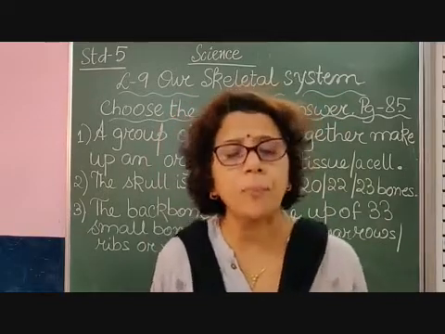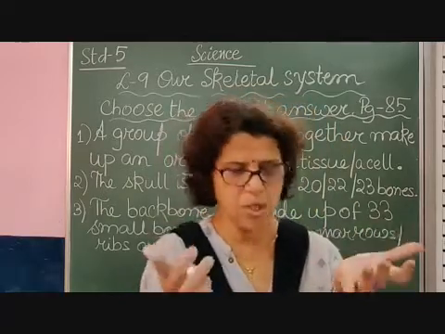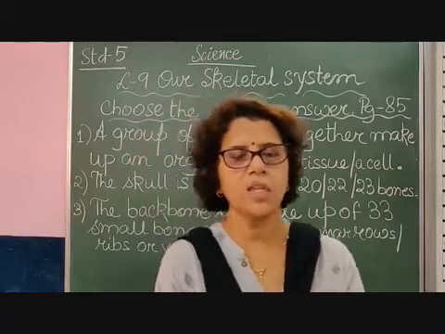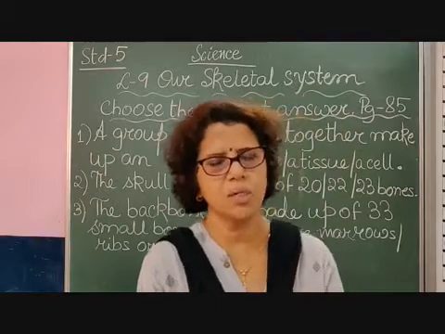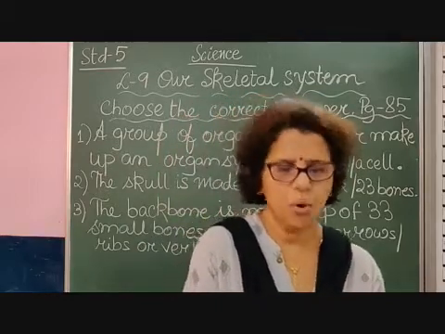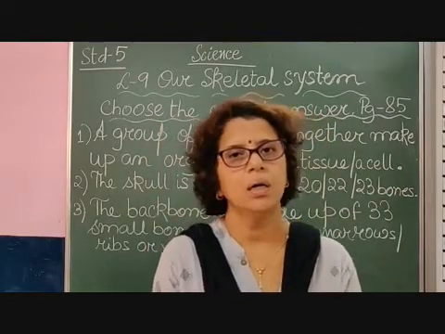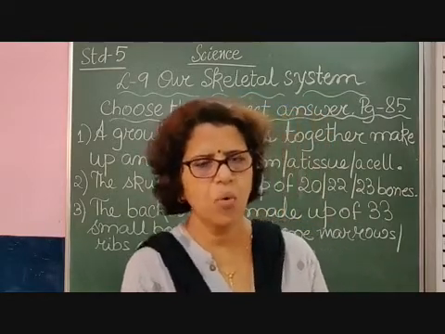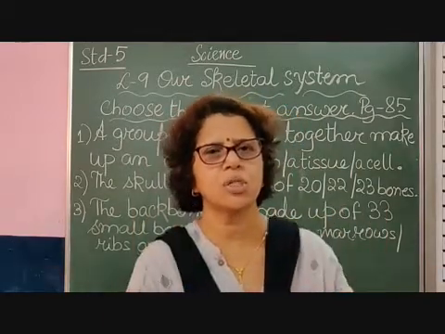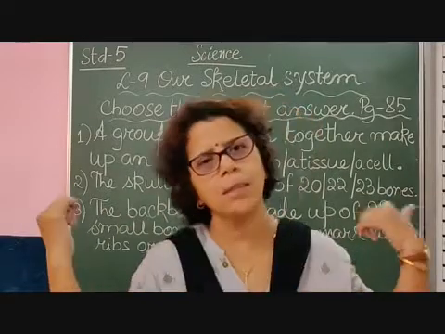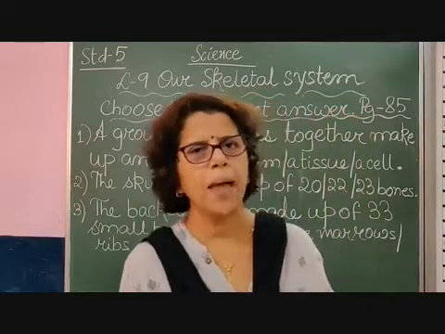Then we studied about the rib cage. The rib cage is 12 pairs of bow-shaped ribs which form a cage, in which we have our heart and the lungs enclosed, and they are protected. Out of these 12 pairs, the lowest two are floating ribs, and they are only attached to the backbone. The other 10 pairs are attached to the breastbone and the backbone.